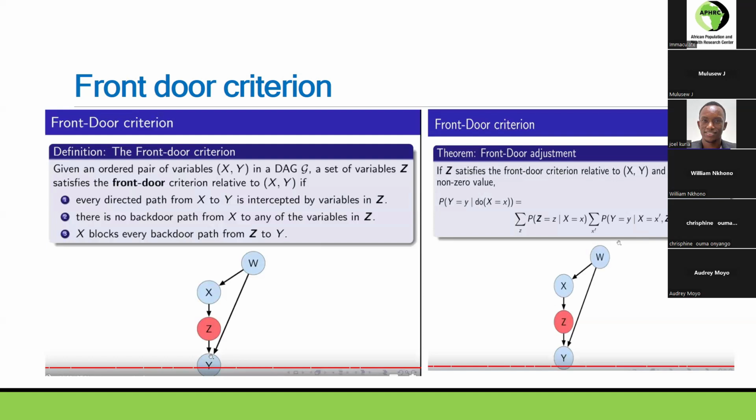And then X blocks every backdoor path from Z to Y. When you estimate, remember, use causal mediation analysis or a structural equation model. Here are the 3 steps, if you remember. First, you estimate simple structural equation modeling: you estimate the effect of X on Z. That is step 1. Step 2, you estimate the effect of Z on Y. Step 3 is a combination: you multiply both effects. That is the structural equation model.